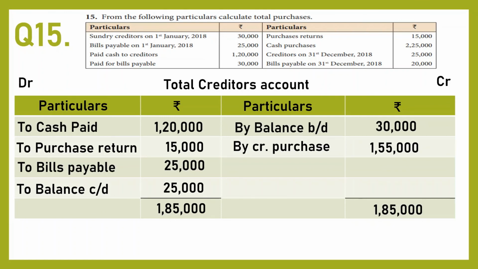Now we know what is the cash purchase. Cash purchase is given in the problem. Credit purchase is also something which we have just computed here, which is 1,55,000. So the total purchases is nothing but cash purchase plus credit purchase, which is 2,25,000 plus 1,55,000 we just computed. This gives us 3,80,000.